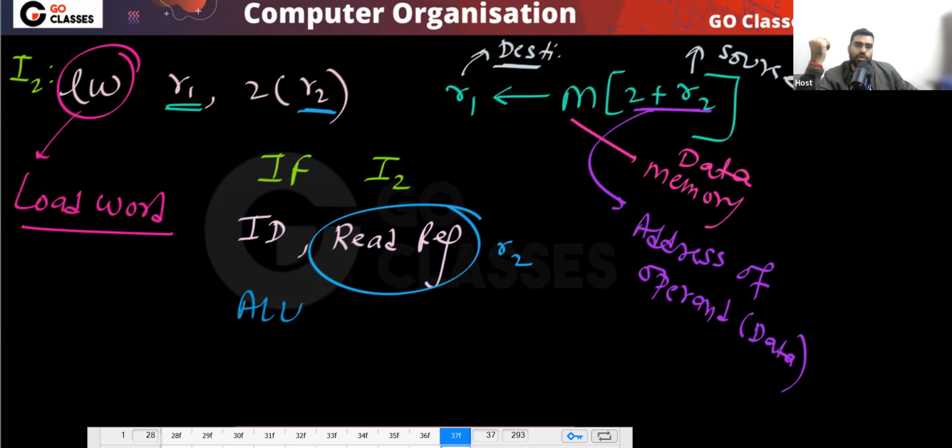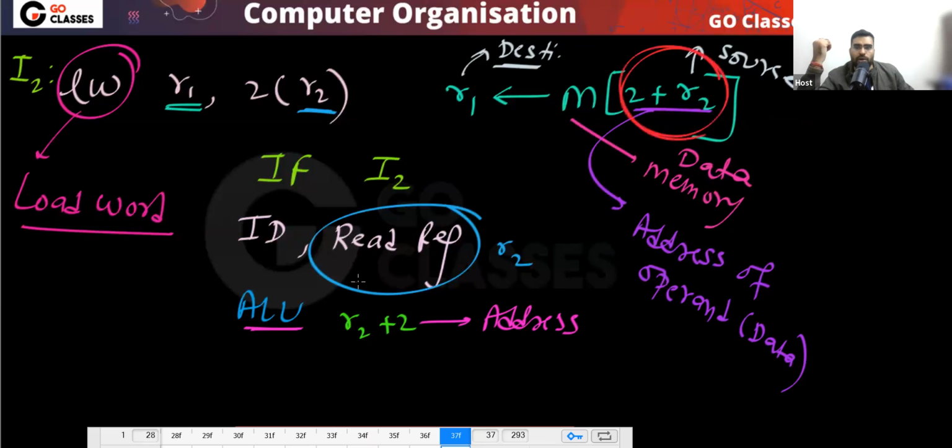After that you will use the ALU. A very simple question: what will this load instruction use the ALU for? For address calculation, right? R2 plus 2. Yes or no? So the ALU is used for address calculation. Now you have this address. Now what will you do?